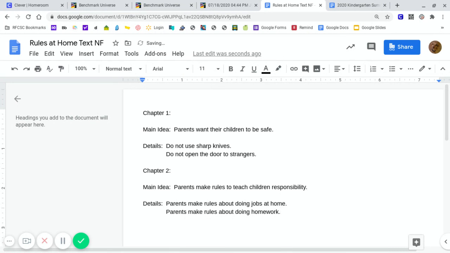All right. So today we talked about main idea and supporting details in a nonfiction text. Tomorrow we will look at chapters 3 and 4, and we will find the main idea and supporting details for those chapters as well.